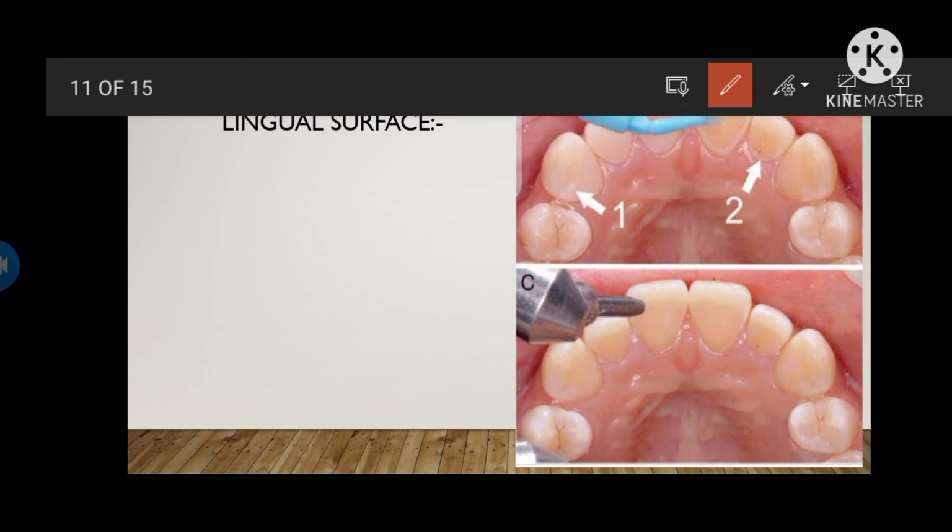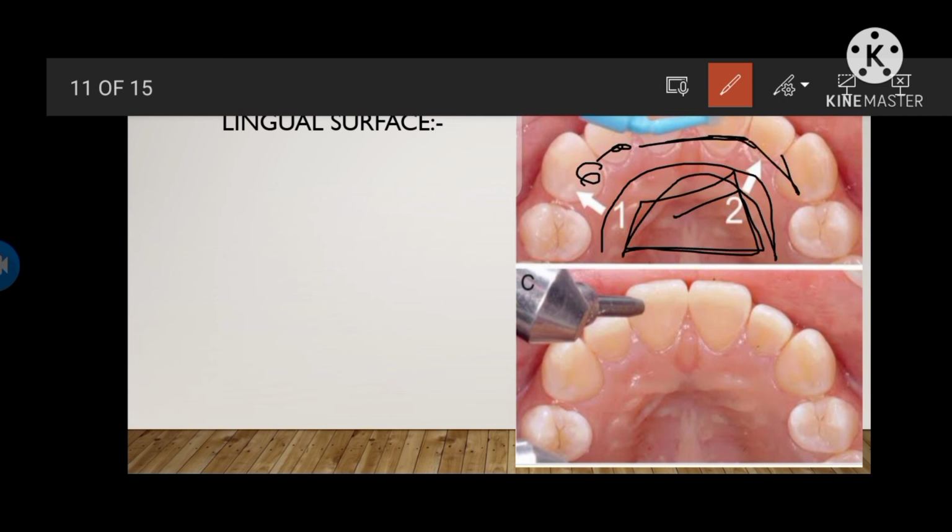As you can see, this is our mandible, the floor of the mouth at which our tongue rests. This is the lingual surface which is facing towards the tongue. This is the lingual surface which is facing towards the tongue.